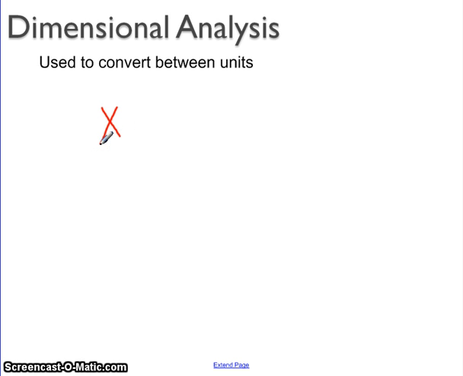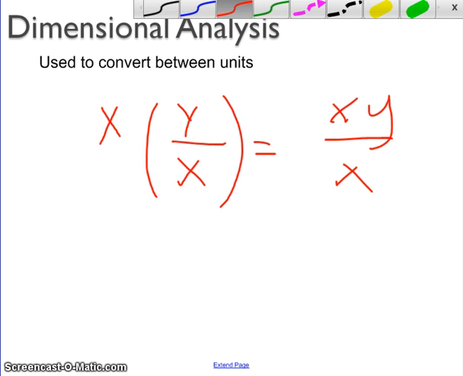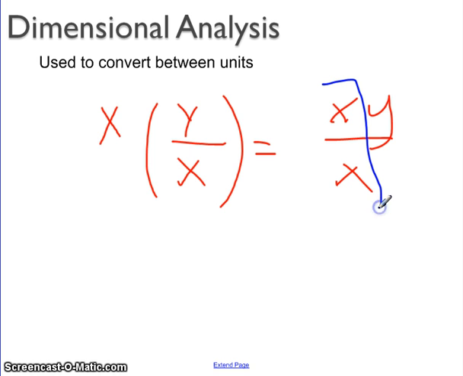If I have x, I'm going to multiply it by y over x. What you will get will be x times y over x. Okay? Because x over x, if I can box it, is the same thing as 1. X over x is the same thing as 1. X and x cancel out. So all you'll be left with is y.